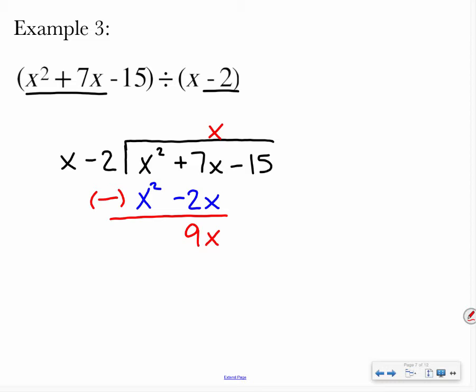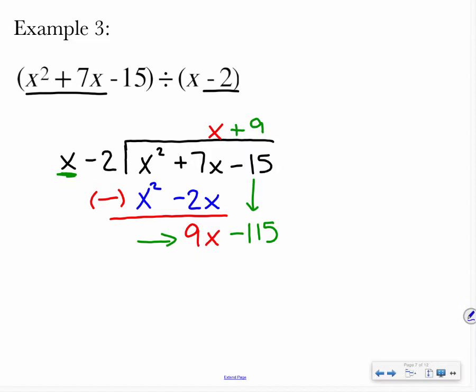Then, after we have our positive 9x, what we do is move on by bringing our next term down. So we have a minus 15. So now we say minus 15. We look at our leading term. So in this case, our leading one is a 9x. So now we look, what do we have to multiply our first term over here by in order to get 9x? We have to multiply by a positive 9, right? So we're going to say plus 9.